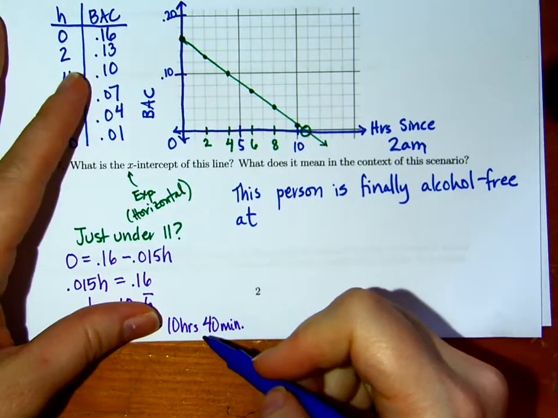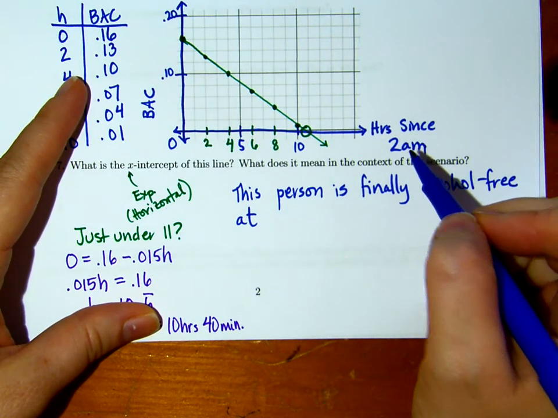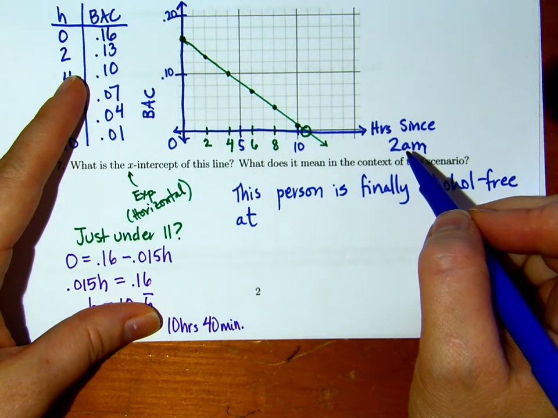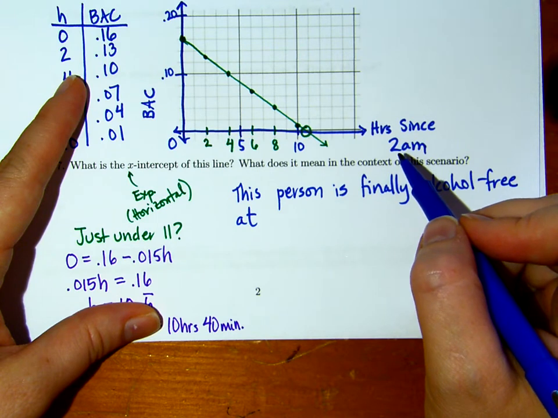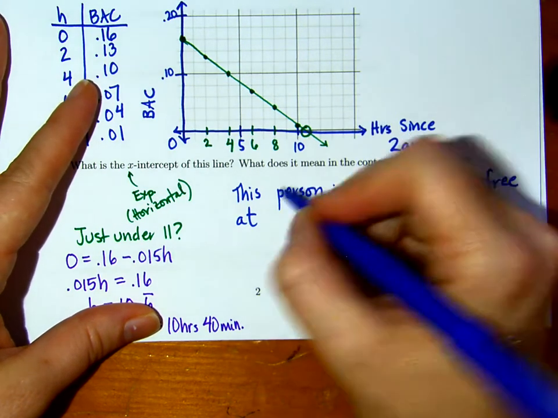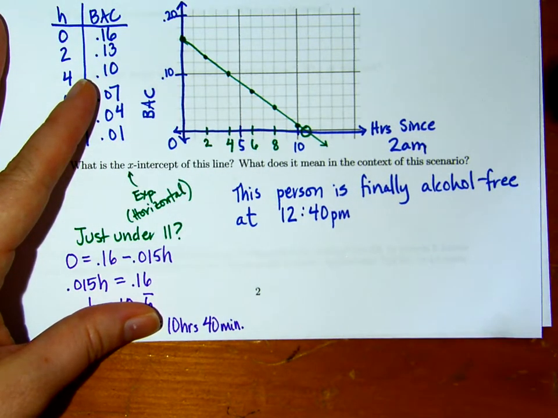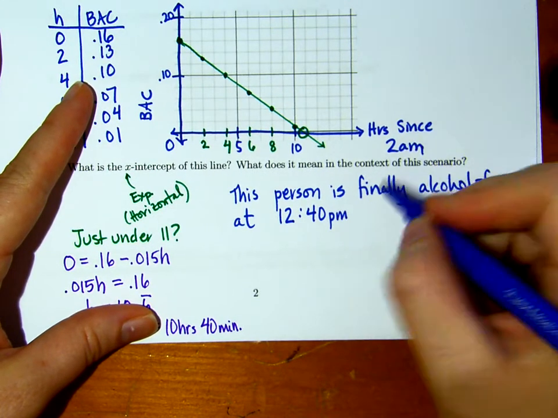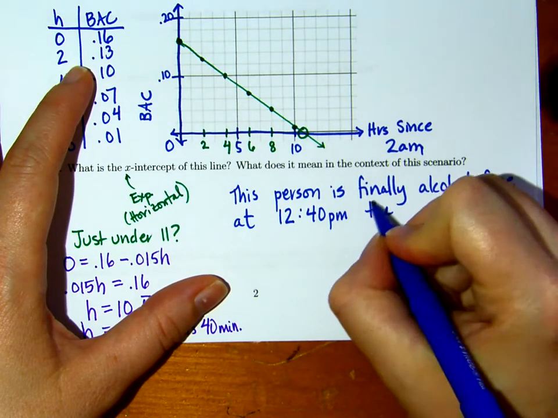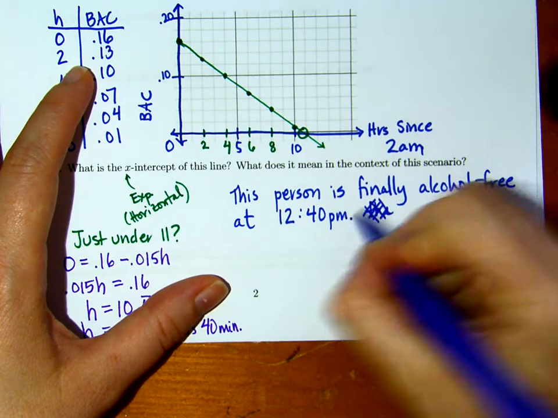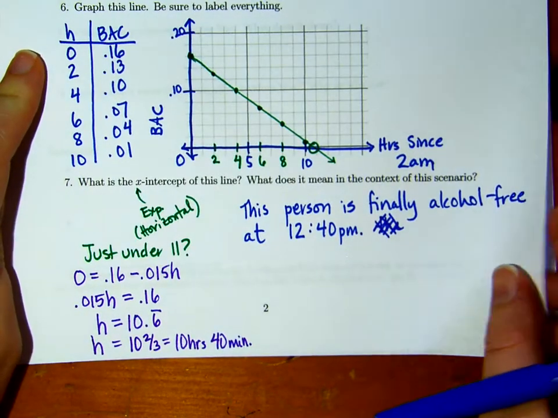Okay, let's work this out. Started at 2 a.m. 12 hours after 2 a.m. is 2 p.m. And then, okay, so 2 hours before that would be 10 hours. So that's noon. So 12:40 p.m. Oh, well, I can't really say the following day because at 2 a.m. it is already that new day. So this person is finally alcohol-free at 12:40 p.m.